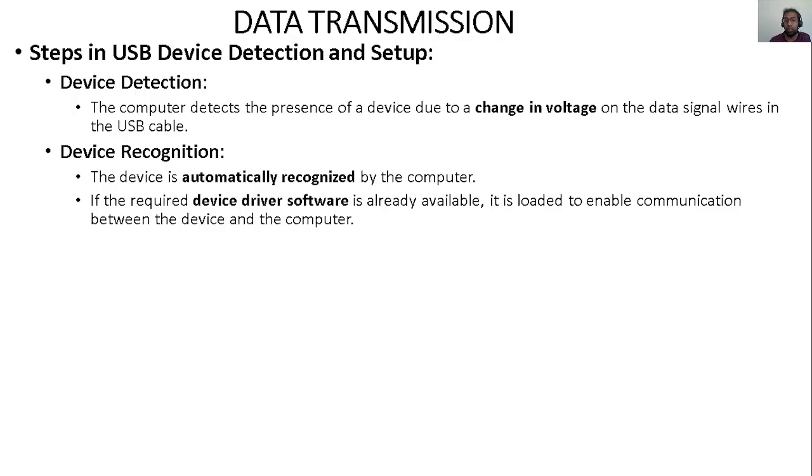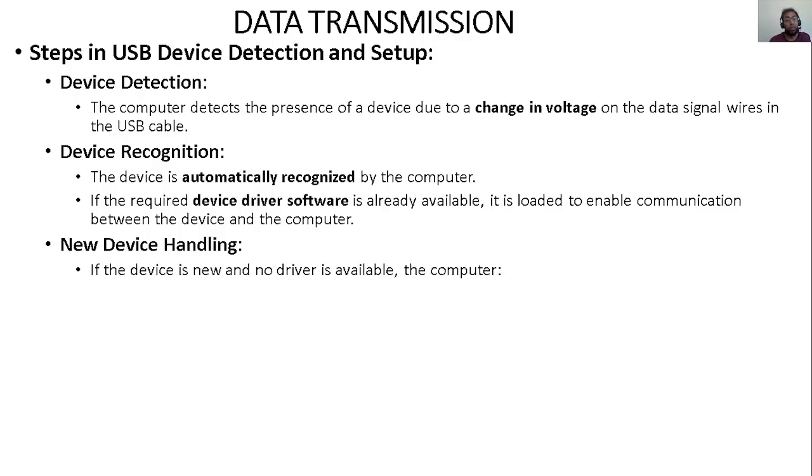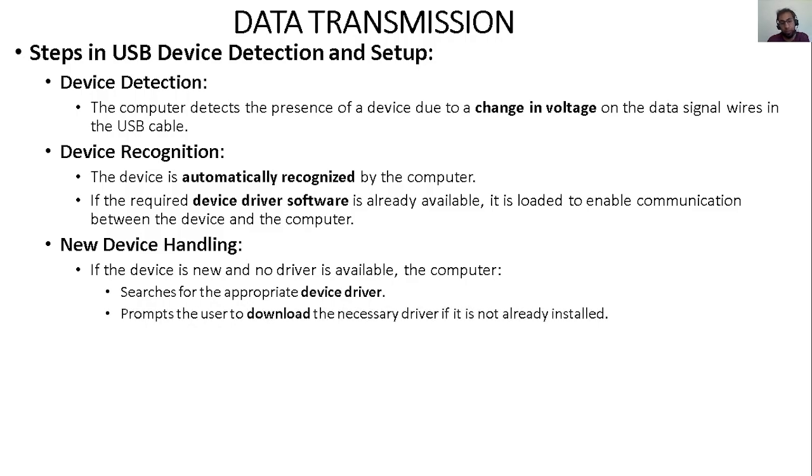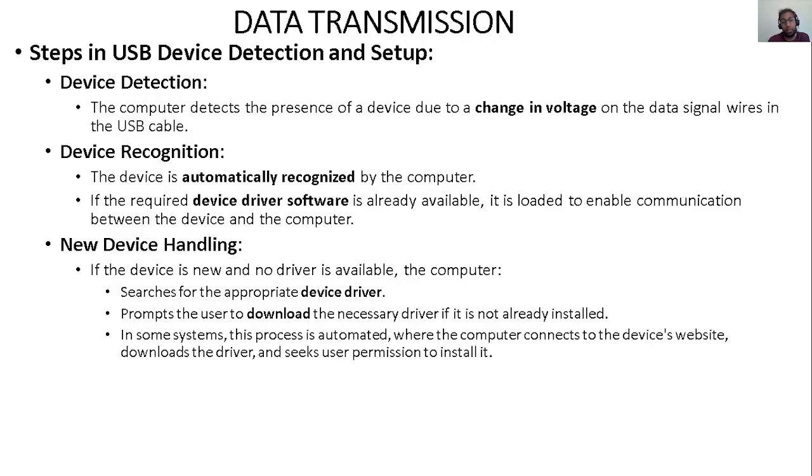If the computer has the device driver software installed, it is loaded to enable communication between the device and the computer. New device handling: if the device is new and no driver is available, the computer searches for the appropriate driver and prompts the user to download the necessary driver. In some systems this process is automated, where the computer connects to the USB device, downloads the driver, and seeks the user's permission to install it.